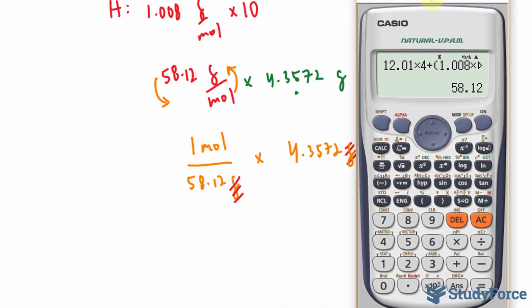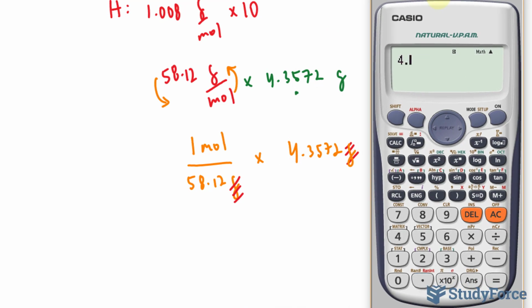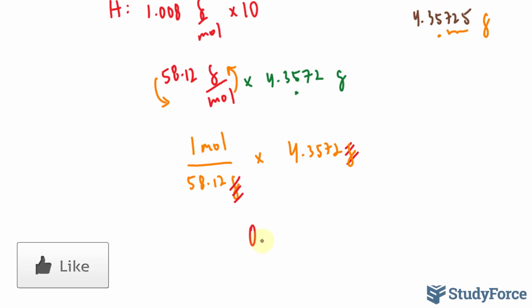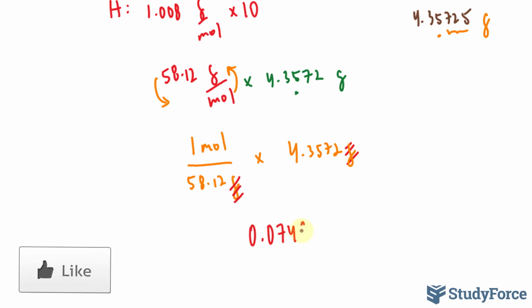and I can use my calculator now to find the number of moles because that's what's remaining. I have 4.3572 divided by 58.12. And this gives me 0.07496. Everything after this 9 is insignificant, although I kept this 6 because I don't want to run into any errors. I found the number of moles of 4.35 grams of butane.